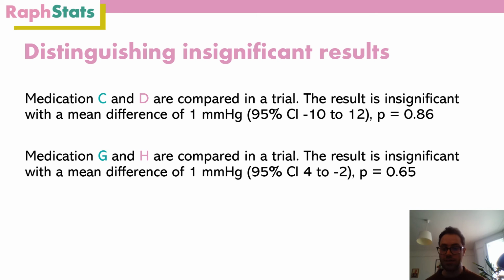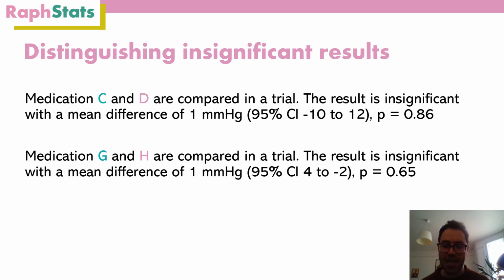In contrast, I've added another example here we haven't gone through, but these are both insignificant results, suggesting there's not enough evidence to say there is any difference. But our interpretation of them was very different. So with C and D, there's that wide confidence interval, so plausibly either one could be better. We just have an absence of information, we need to do more research.